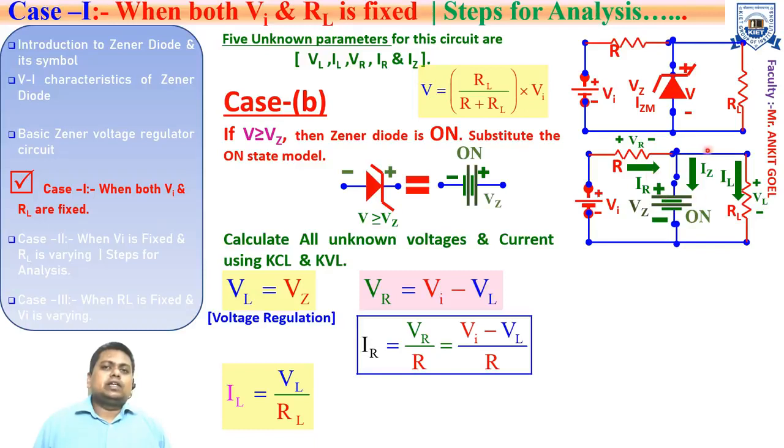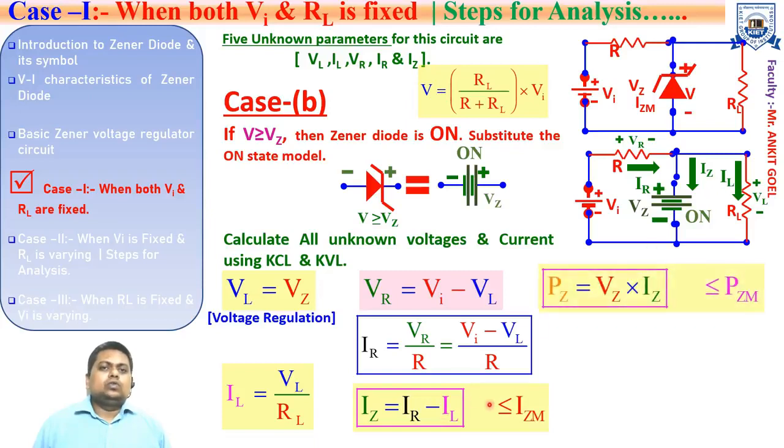The fifth parameter, that is IZ, can be calculated by applying KCL at this node. That is, IR is known, IL is known. You can easily find the value of the Zener current as IR minus IL, right? And please note that this Zener current should come out to be less than the specified maximum Zener current of the Zener diode for safe operation. Additionally, one more parameter can be calculated: how much power this Zener diode is dissipating under the given conditions. It can be found by multiplying the Zener voltage with the Zener current. Again, this PZ should come out to be less than PZM. Otherwise, the Zener diode will permanently break down.